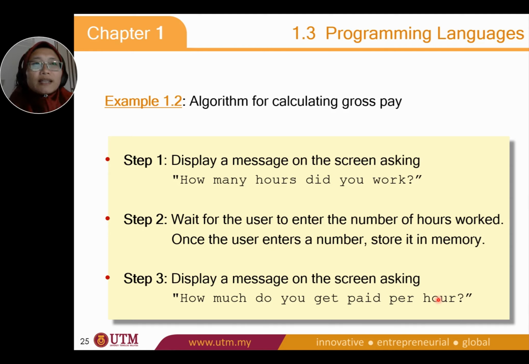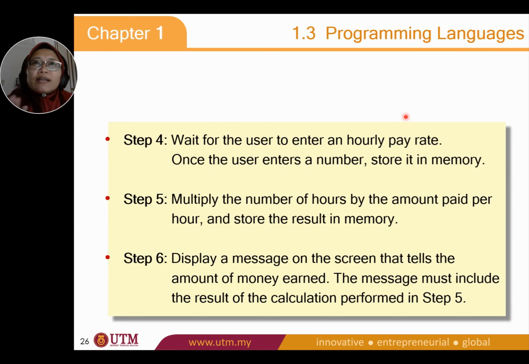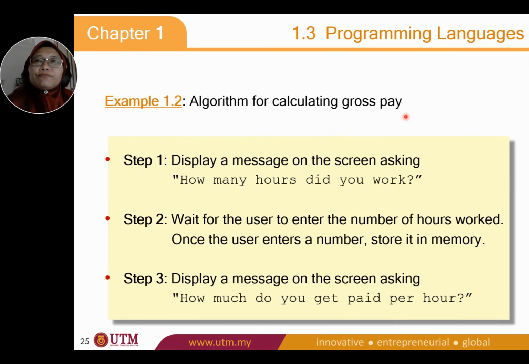Let's have a look at the second example, example 1.2. This is an algorithm for calculating gross pay, right? Here we have 1, 2, 3. It doesn't look like it's complete, right? 4, 5, 6, all right. Step 1, display a message on the screen asking how many hours did you work. Step 2, wait for the user to enter the number of hours worked. Once the user enters a number, store it in memory.